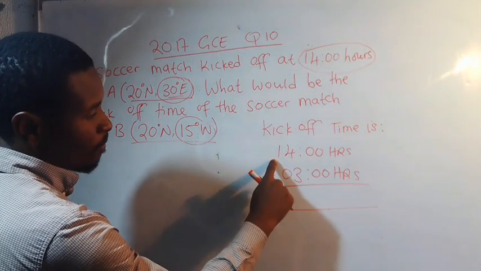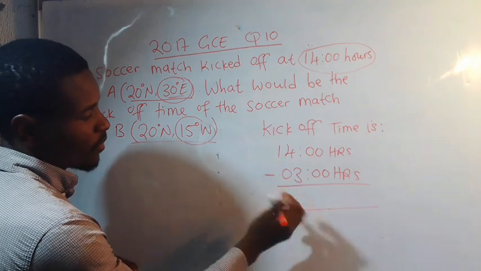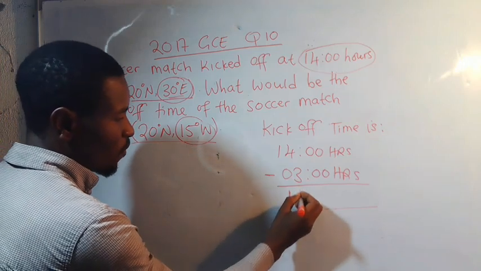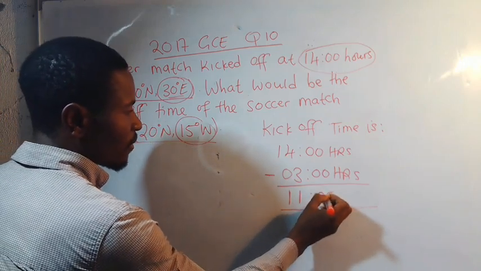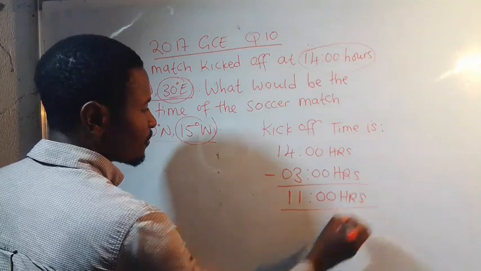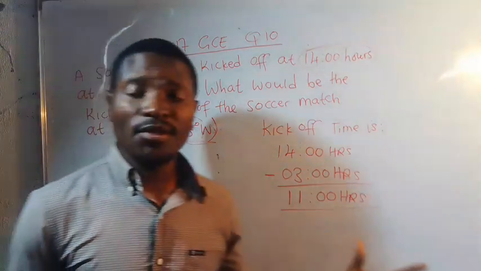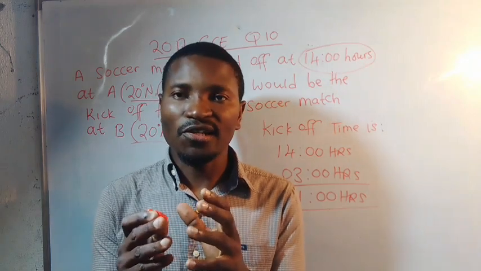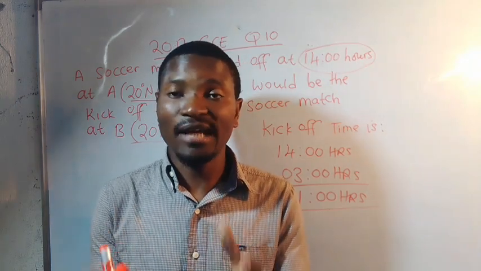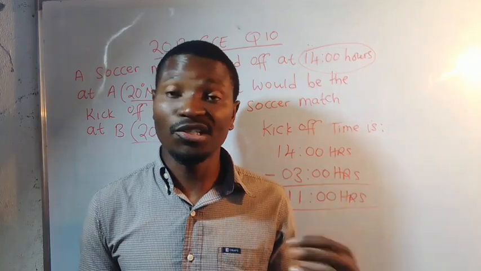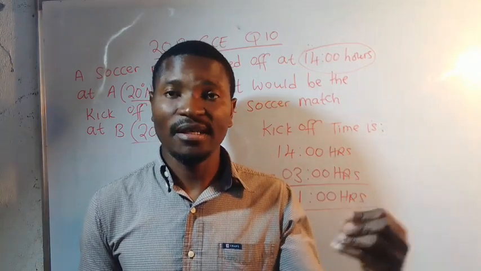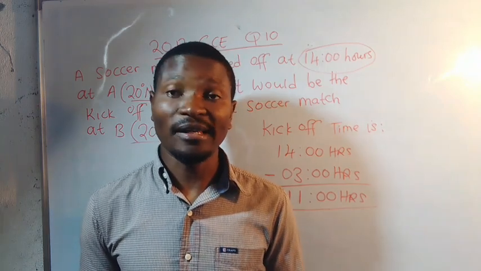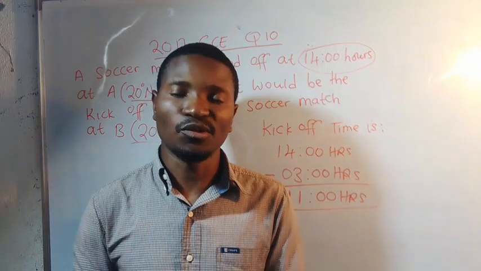So you say 1 minus 0 is just 1. 4 minus 3 is 1. And then we have 10. So we can conclude that the kickoff time of this soccer match at position B, which is 15 degrees west, is 11 hours. Meaning these people are going to watch the match before we could watch it.